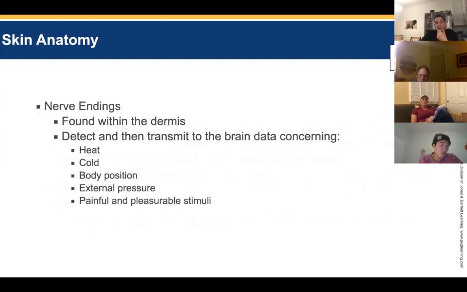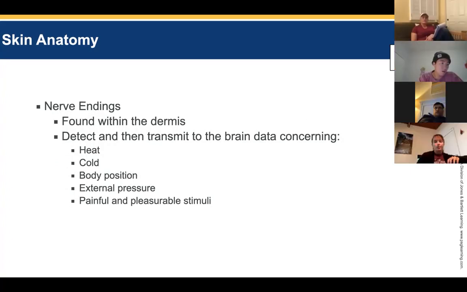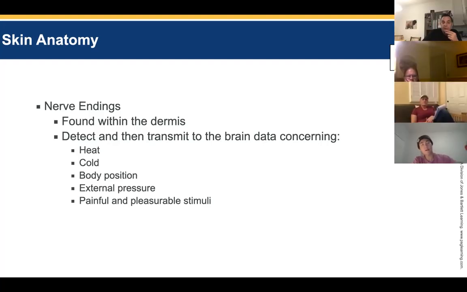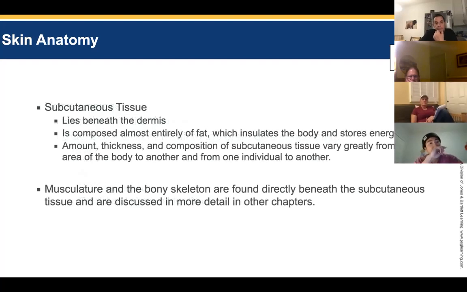Skin anatomy, nerve endings are found within the dermis. They detect and transmit to the brain data concerning heat, cold, body position, external pressure, painful and pleasurable stimuli. Subcutaneous tissue lies beneath the dermis and is composed almost entirely of fat, which insulates the body and stores energy.